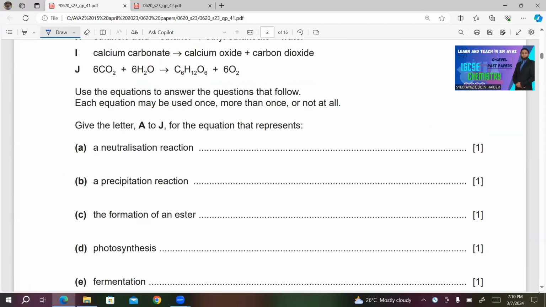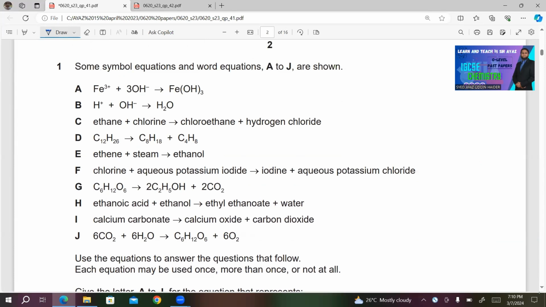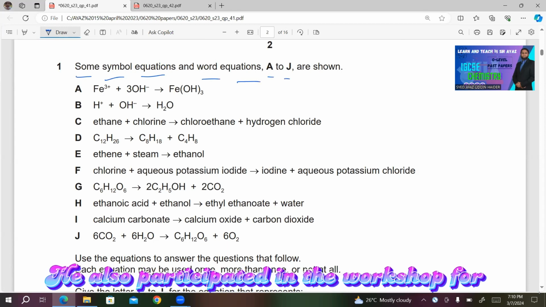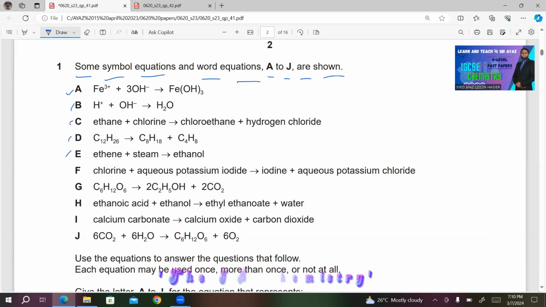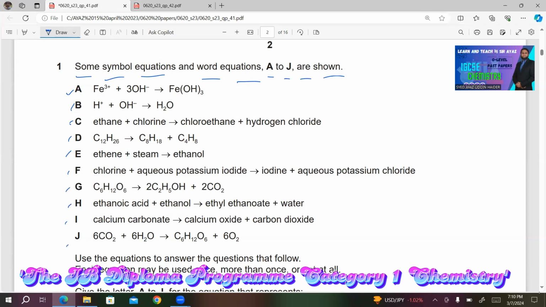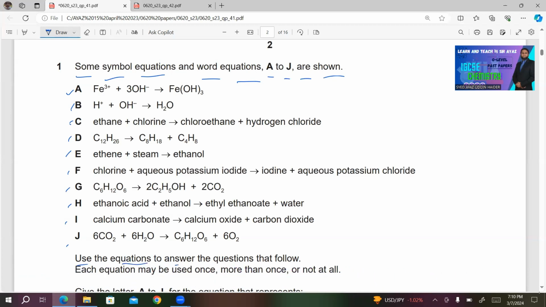This is question number 1. Some symbol equations and word equations A to J are shown. You can see there are different symbol and word equations. Use the equations to answer the questions that follow. Each equation may be used once, more than once, or not at all.